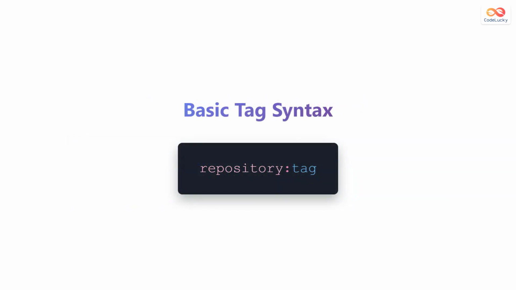The basic syntax for a Docker tag is repository:tag. The repository is the name of the image, and the tag is a specific version or label. For example, myapp:v1.0. This indicates version 1.0 of the myapp image.